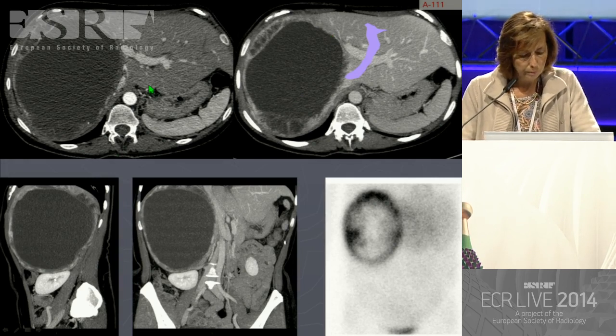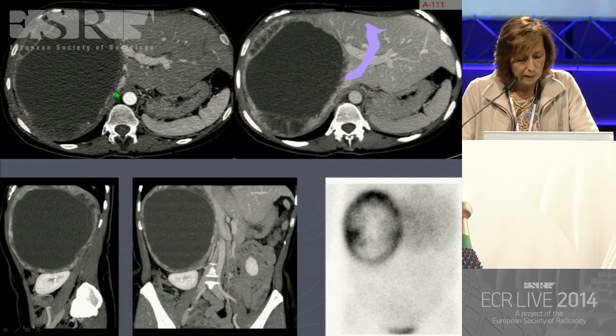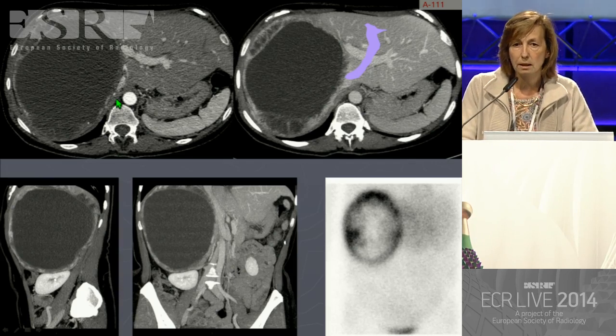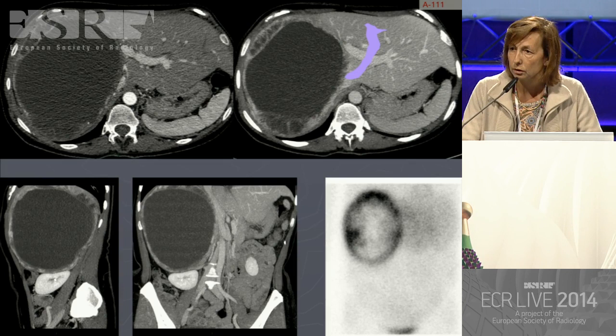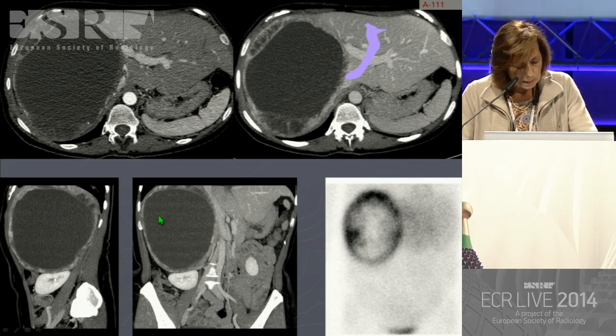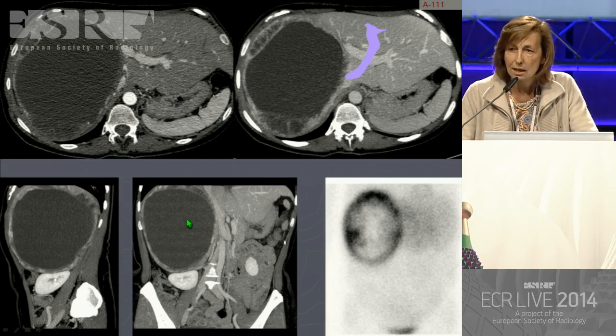Another very important point is to look at the inferior vena cava. Do you think that the IVC is normally located here? No, it should be exactly at the same level as the aorta. So it is another finding to suggest that this tumor is not intrahepatic, but retroperitoneal. And last, this is easily seen on coronal or sagittal views.